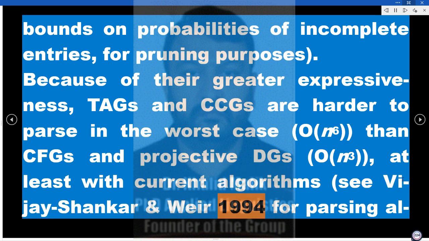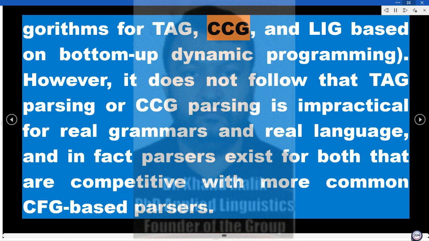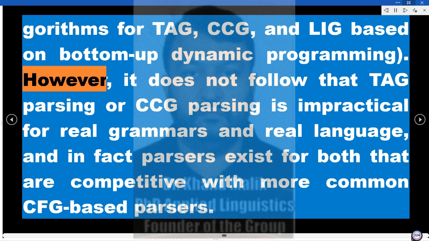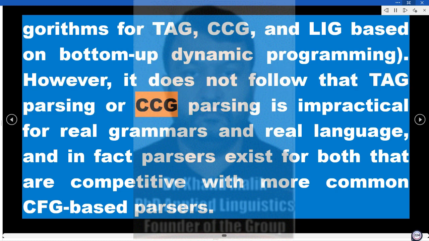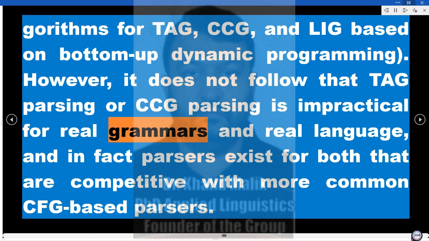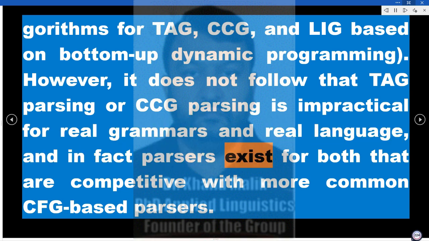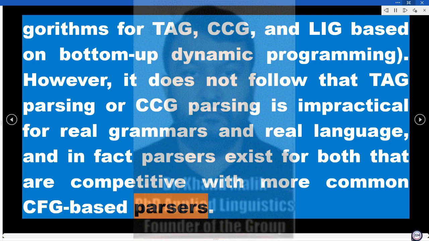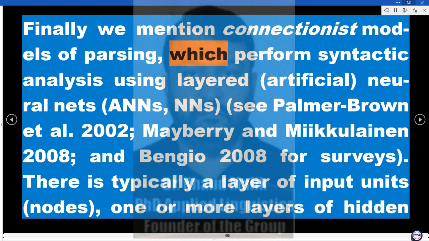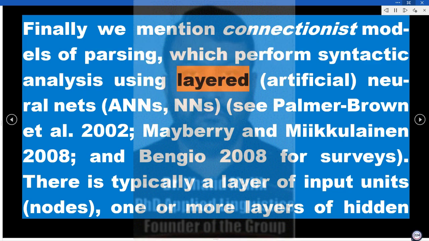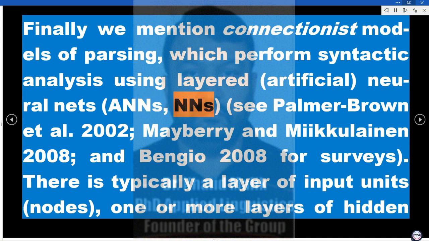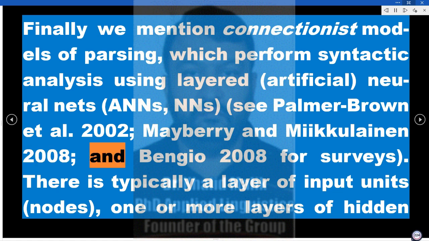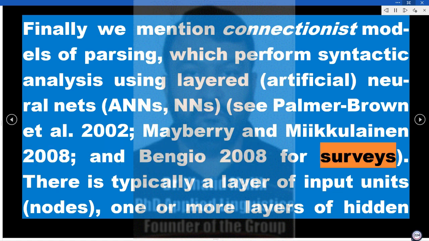See Vijay-Shanker and Weir 1994 for parsing algorithms for TAG, CCG, and LIG based on bottom-up dynamic programming. However, it does not follow that TAG parsing or CCG parsing is impractical for real grammars and real language, and in fact parsers exist for both that are competitive with more common CFG-based parsers. Finally, we mention connectionist models of parsing, which perform syntactic analysis using layered artificial neural nets, ANNs, NNs, see Palmer-Brown et al. 2002, Mayberry and Miikkulainen 2008, and Bengio 2008 for surveys.